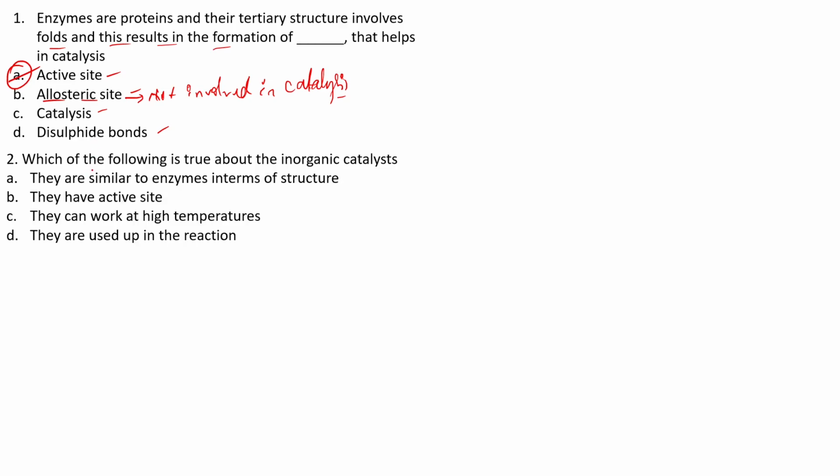Which of the following is true about inorganic catalysts? They are similar to enzymes in terms of structure. They have an active site. They can work at high temperatures. They are used up in the reaction. What is true about inorganic catalysts? They are similar to enzymes in structure? No. They have an active site? No. They can work at high temperatures? Exactly, C is our right answer. But unlike enzymes, they work only at a very restricted, narrow range of temperatures.